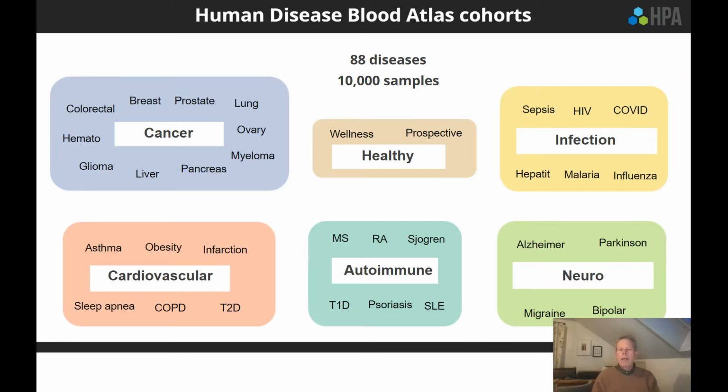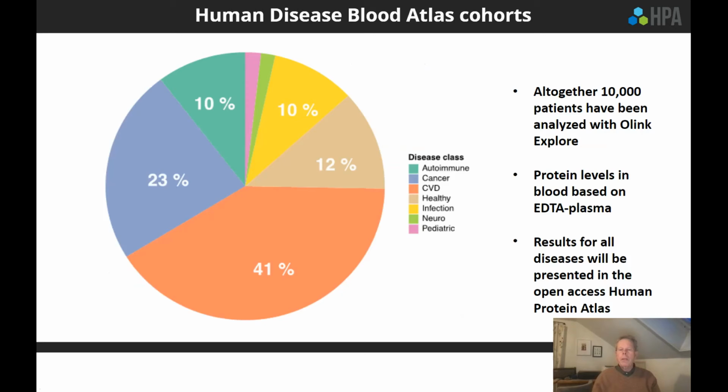What we've done, and we are now finished, is that we looked at 88 different diseases spanning from cancers, infections, neurobiology, neurodegenerative diseases, autoimmune diseases, and cardiovascular diseases. So really try to cover most of the major diseases in humans, and of course also healthy individuals as a comparison.